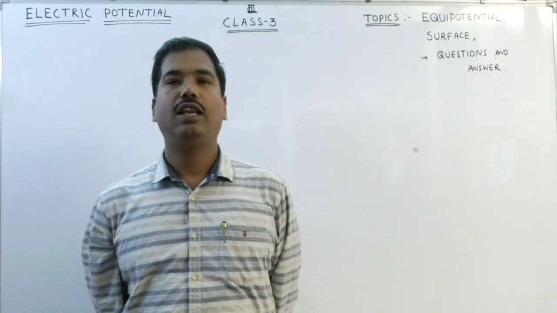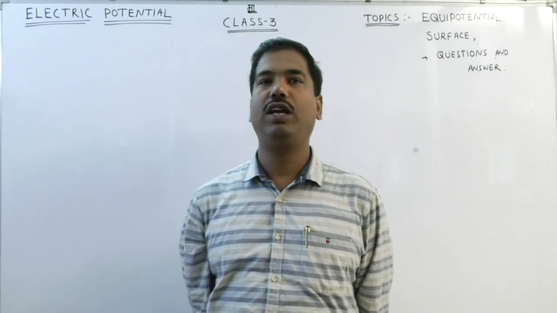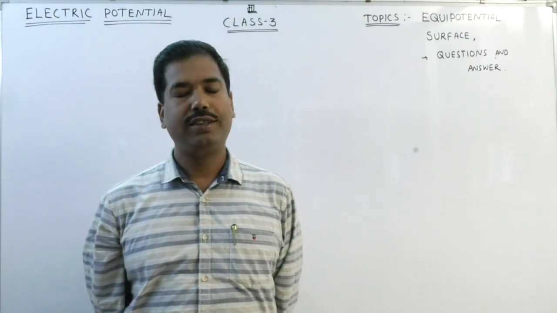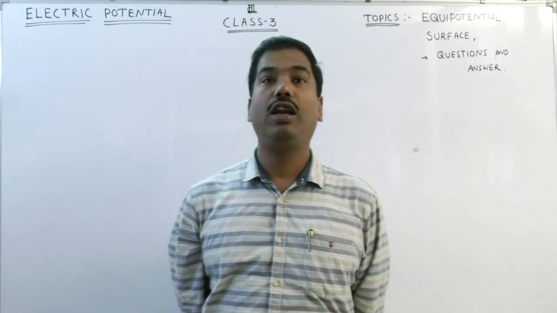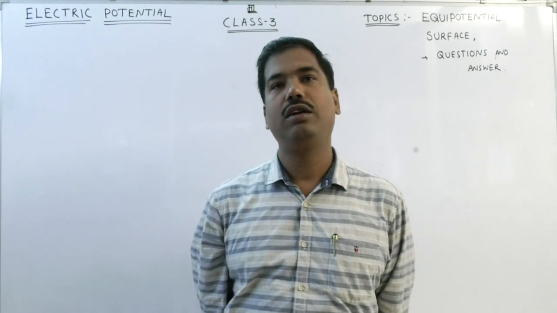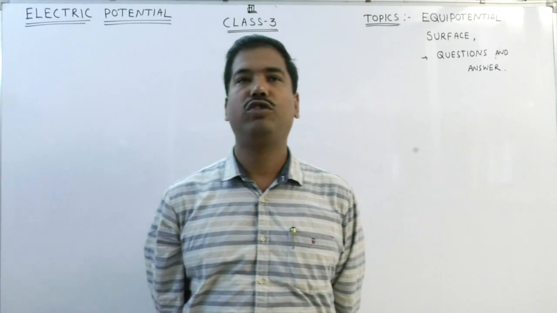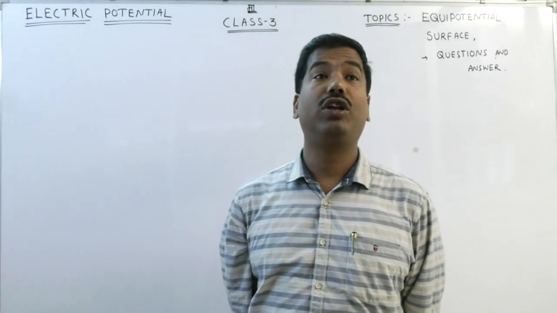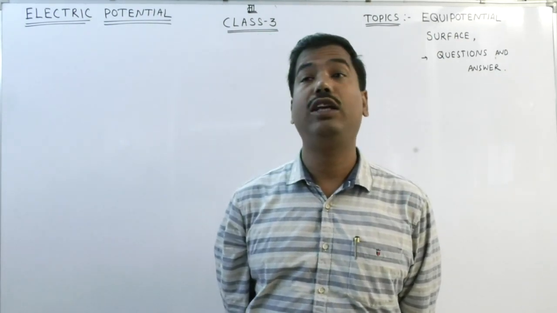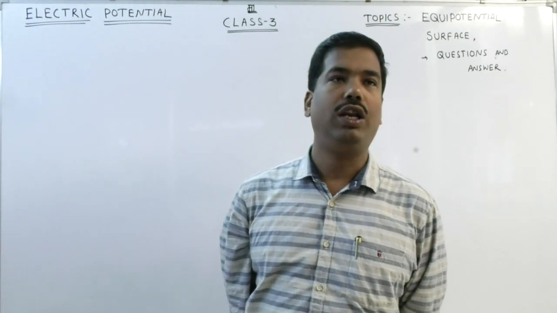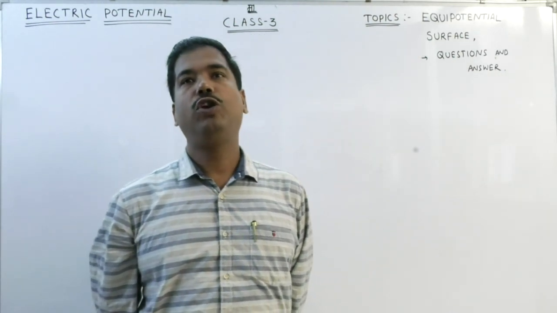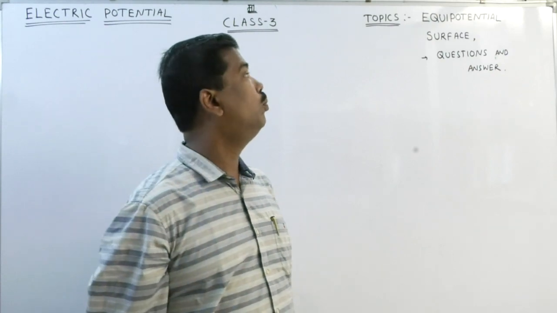Dear students, in the last two classes we have discussed the electric potential, potential energy, then the relation between electric field and electric potential, and at last we discussed the electric dipole and electric potential at any point on the axial line as well as the equatorial line. Clear? Today we are going to discuss the equipotential surface.